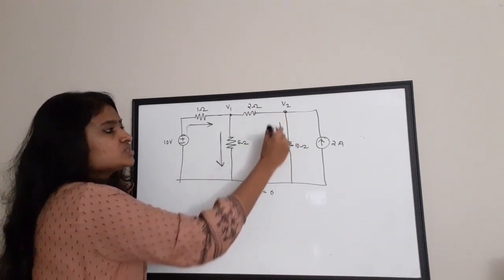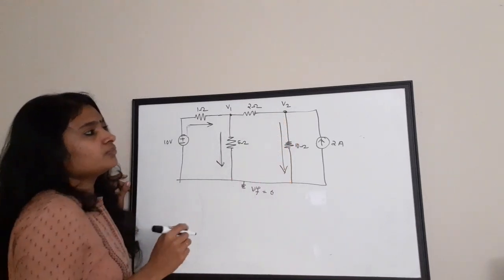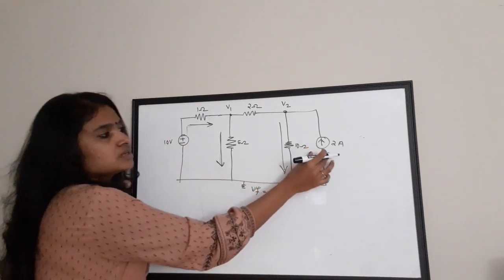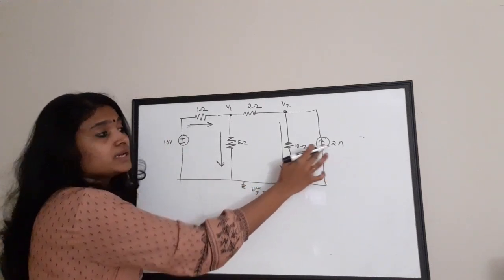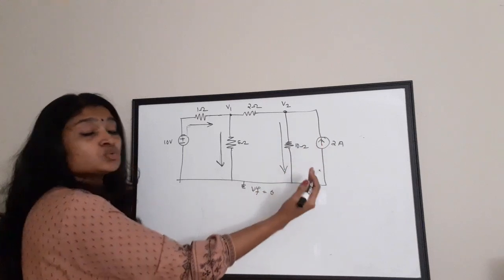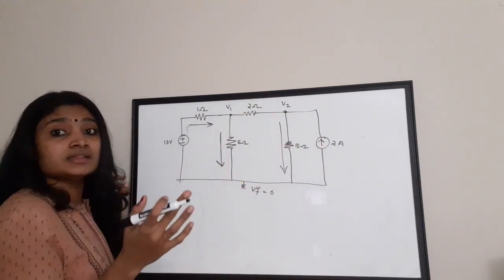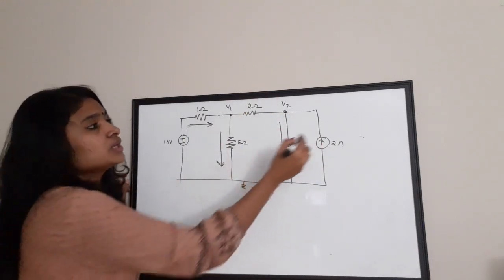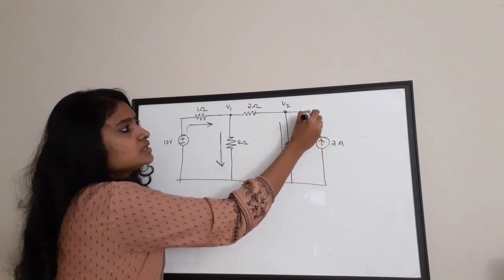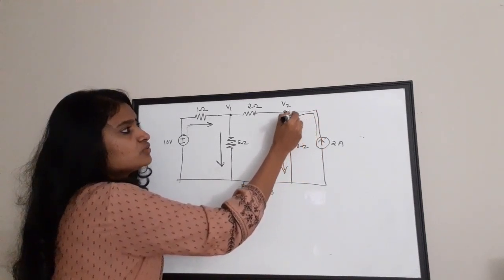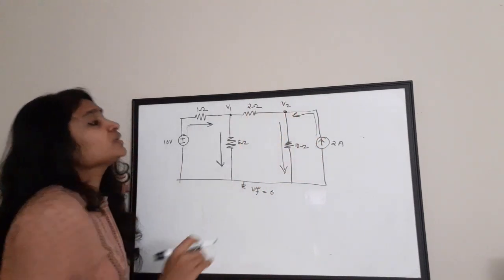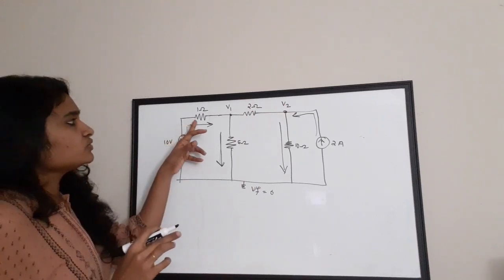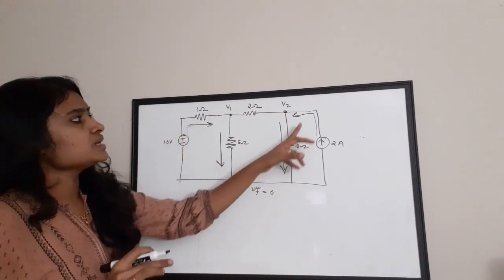So the current flows in this direction. Now there is a current source of 2 ampere and the arrow of the current source is towards up. That is indicating the direction of current, right? So the current is flowing from this direction to this. So this is the current flow in this particular branch. Again, we have obtained the current of this branch, this branch, this branch, and this branch.